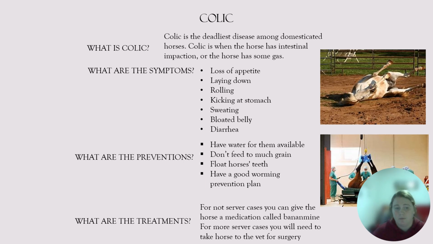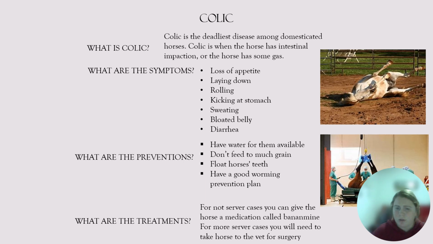So what are some preventions for colic? Colic happens if you don't have a lot of water on hand for them. So make sure that your horse always has as much water as they want available to them. Grain can calcify and impact in their intestines. So the less grain you can feed them, the better. But that's a whole other lesson, what feeds you want to feed them. But grain can be a factor in colic.